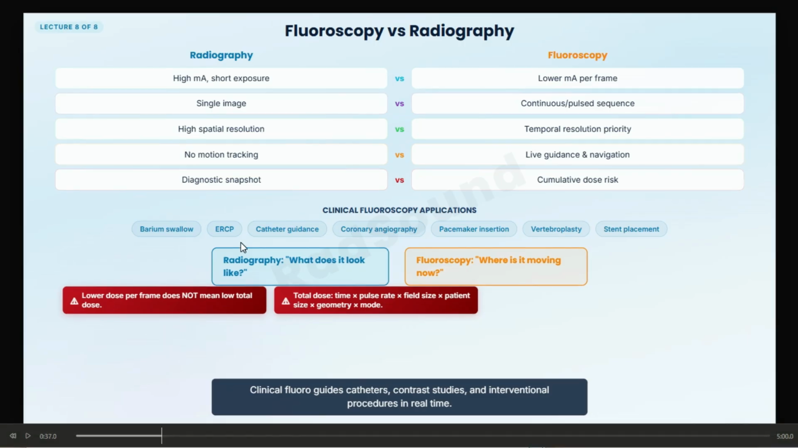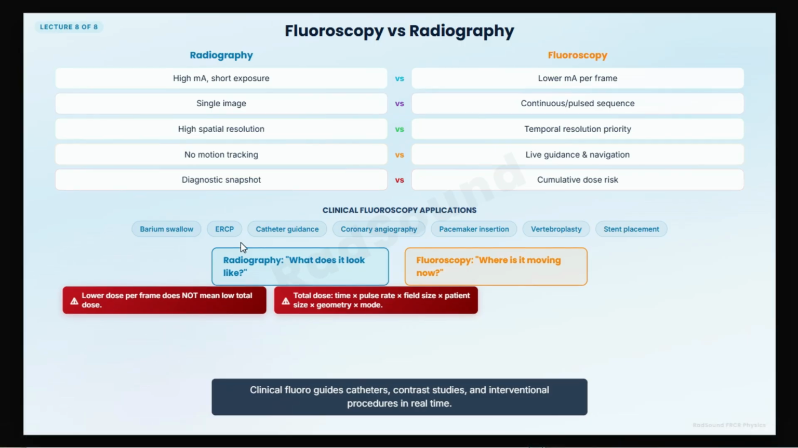Since we're talking about continuation, let us take a look into the fluoroscopic image. Mostly in radiography, we ask what does it look like? Is this okay? In fluoro, we ask where is it moving toward? Where are we now? Are we in the abdomen? Are we in the lower limb? Where are we now? Okay.